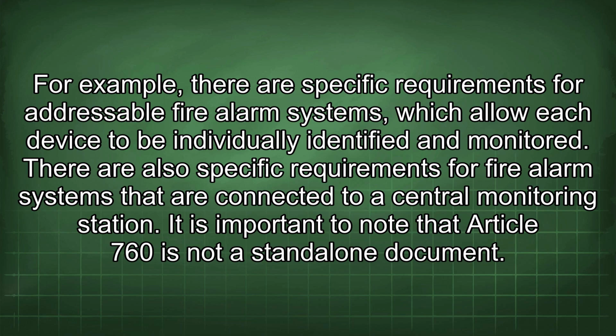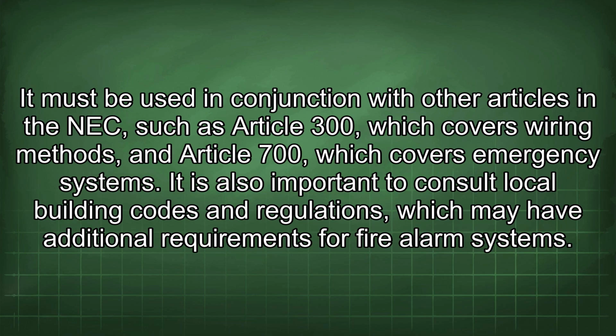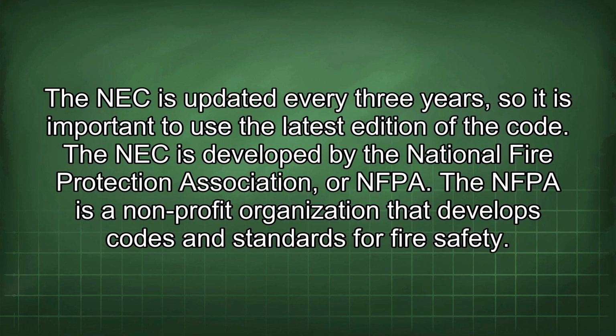It is important to note that Article 760 is not a standalone document. It must be used in conjunction with other articles in the NEC, such as Article 300, which covers wiring methods, and Article 700, which covers emergency systems. It is also important to consult local building codes and regulations, which may have additional requirements for fire alarm systems. The NEC is updated every 3 years, so it is important to use the latest edition of the code.